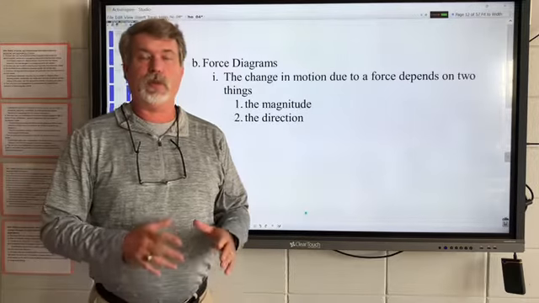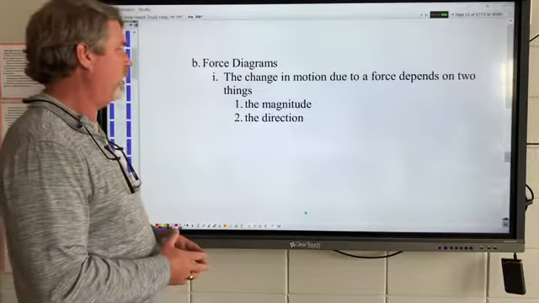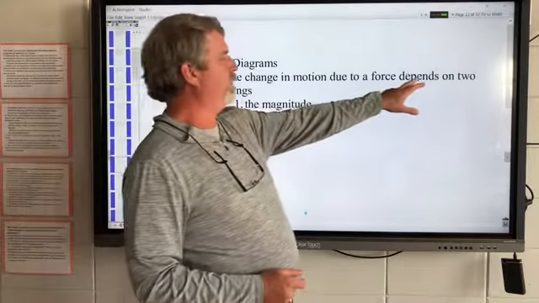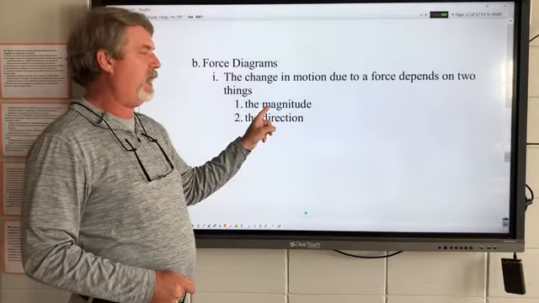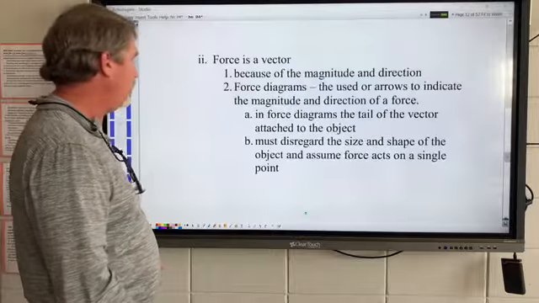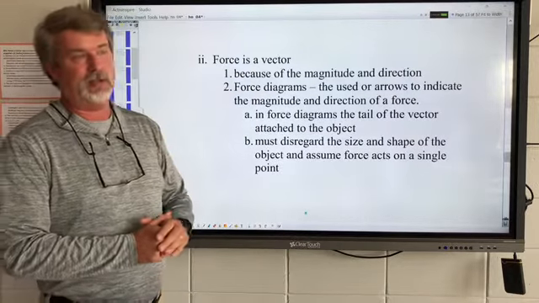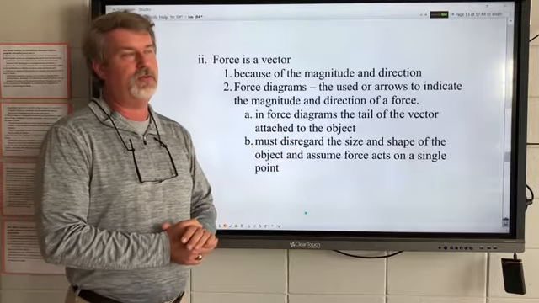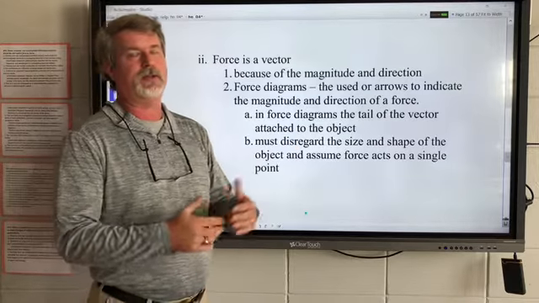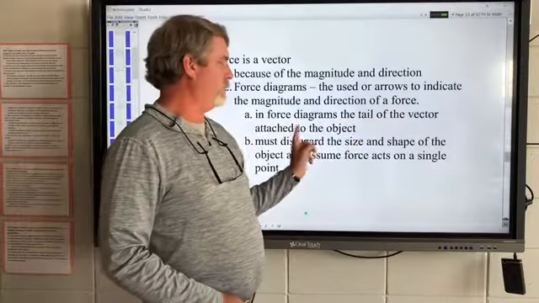When we do forces, we label them and draw diagrams called free body diagrams. The change in motion due to a force depends on two things. It depends on the magnitude and the direction. Since it has a magnitude and direction, that means that force is a vector. And so if we have vectors, we can use force diagrams to draw and model the force that's acting on that system. In a force diagram, the tail of the vector is attached to the object.